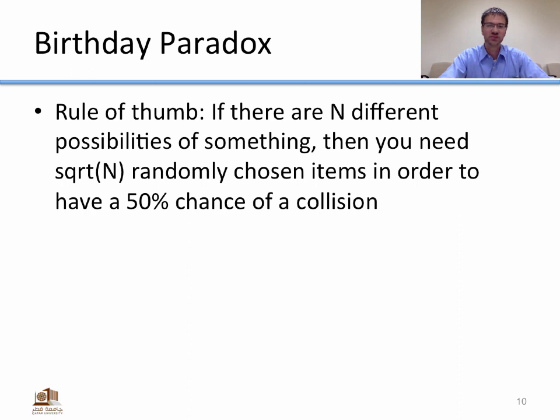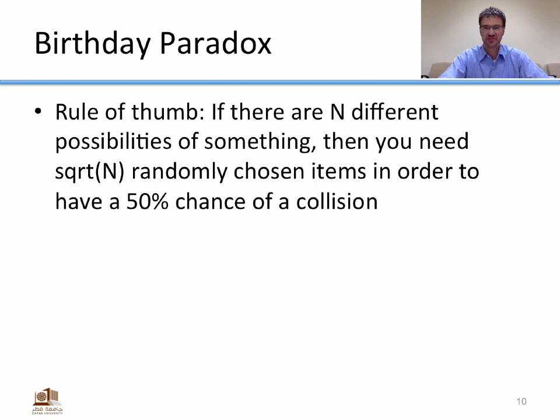Well, the rule of thumb, and we get this from what's called the birthday paradox, if you do the statistics out, the rule of thumb is that if there are n different possibilities of something, then you need square root of n randomly chosen items in order to have a 50% chance of a collision.